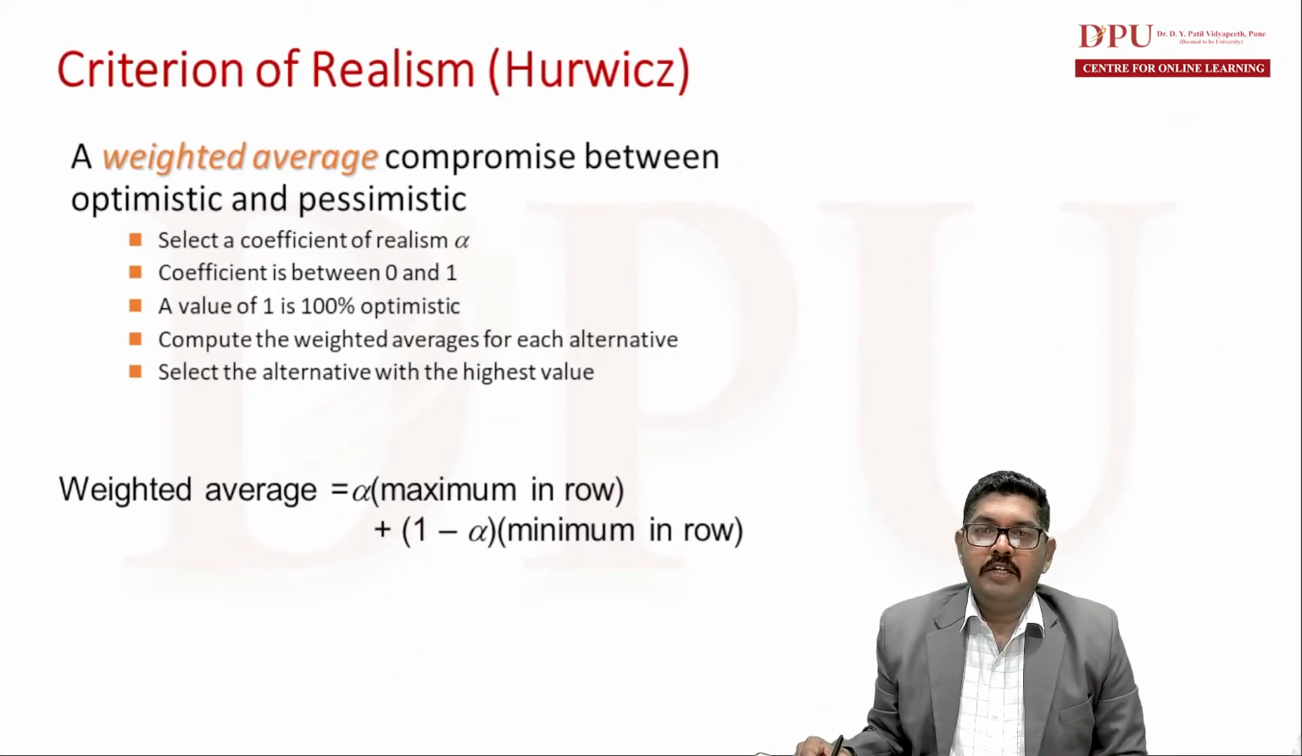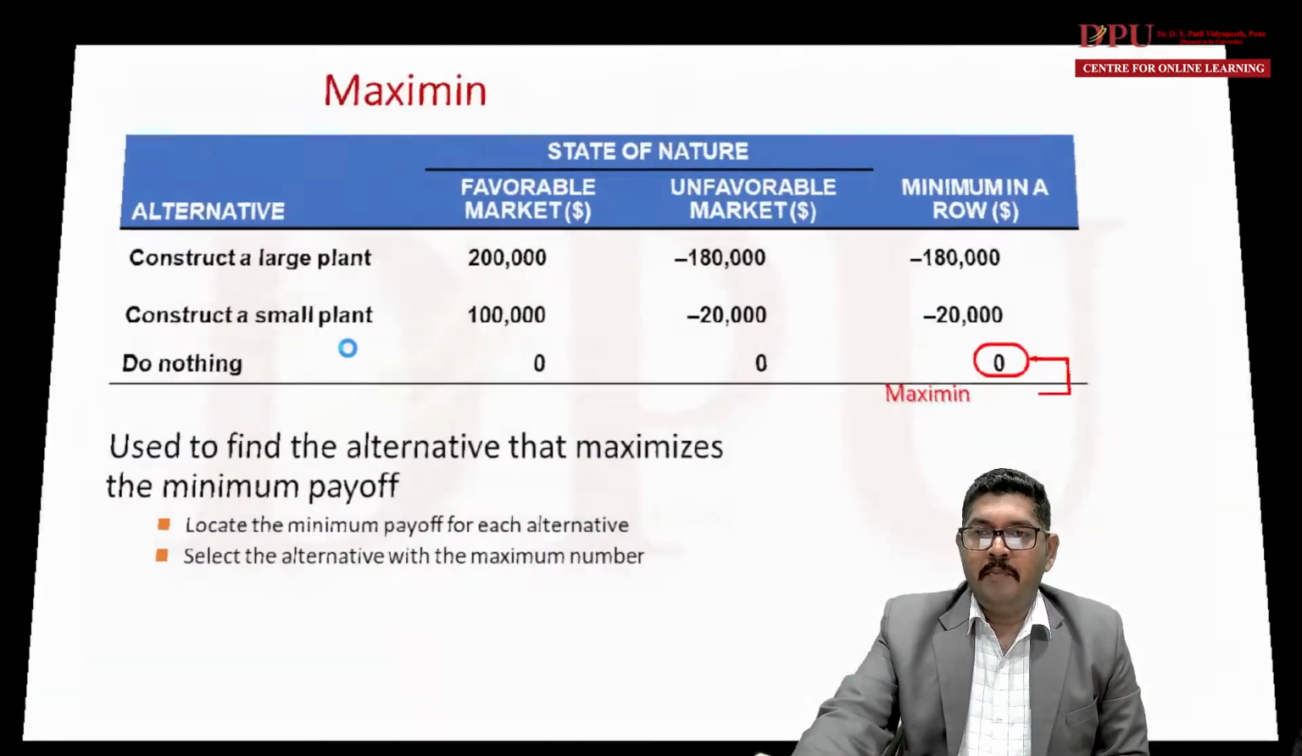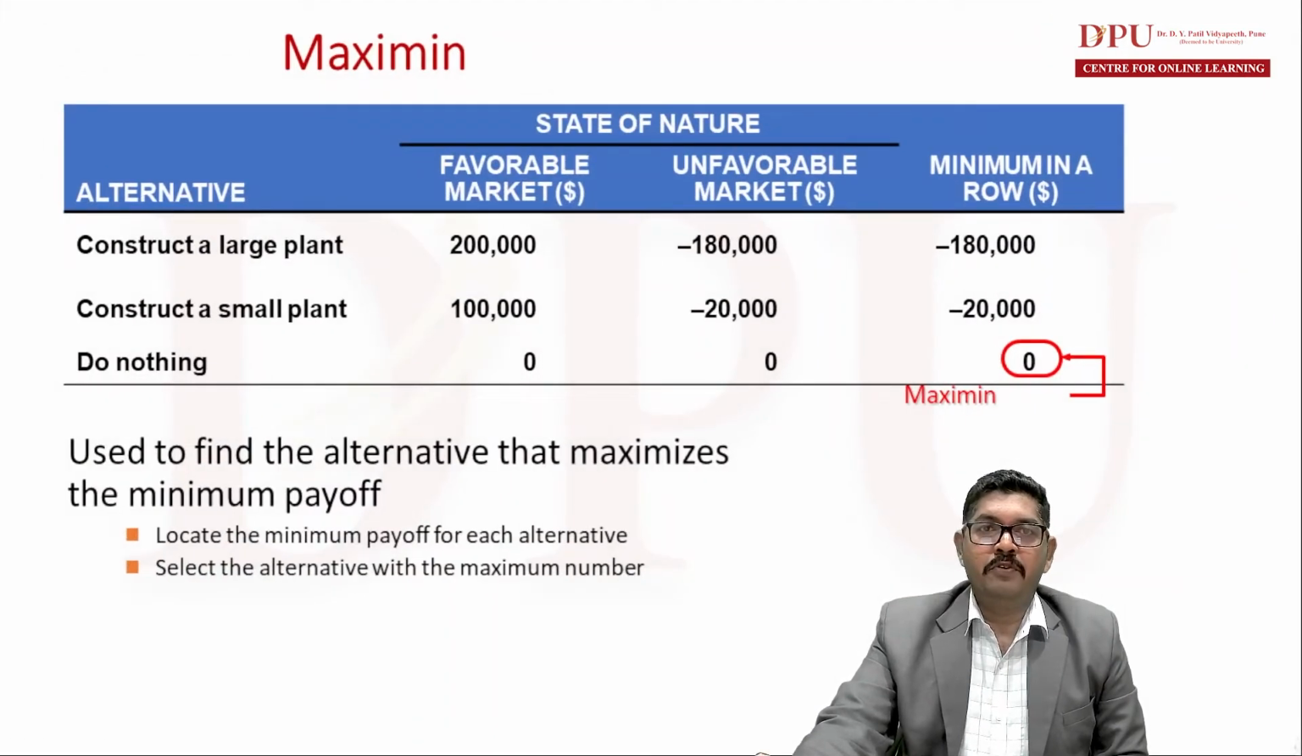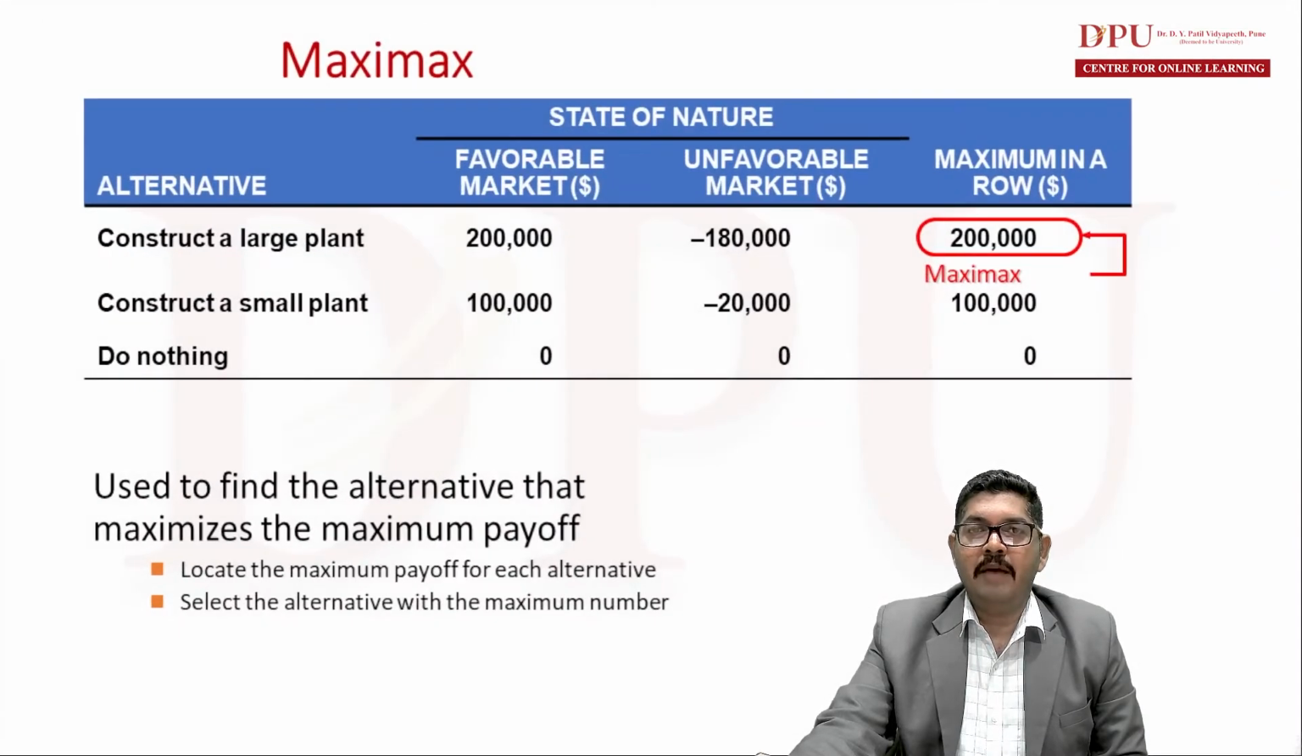Then the criteria of realism, that is Hurwicz's criteria. A weighted average compromise between the optimistic and pessimistic. The maximin criteria is a pessimistic approach. It considers that something wrong will happen and we would not be able to achieve the best possible profit. The maximax approach was optimistic. It is based upon the consideration that everything will go right and as planned. The market will remain favorable and nothing will go wrong. So this is maximax criteria, optimistic approach.